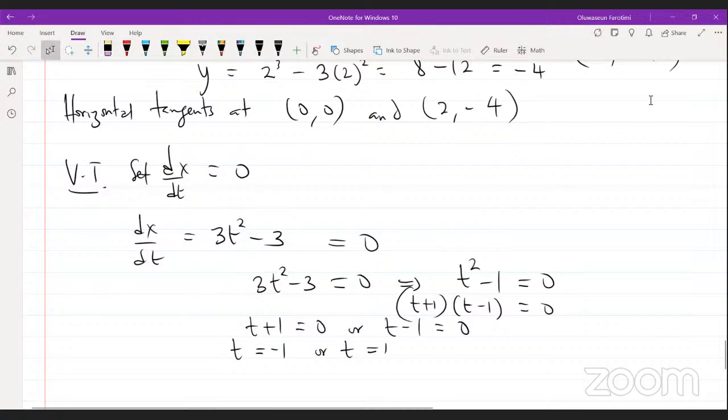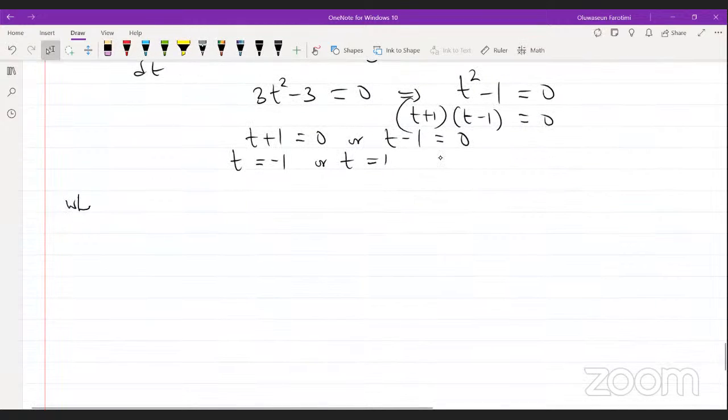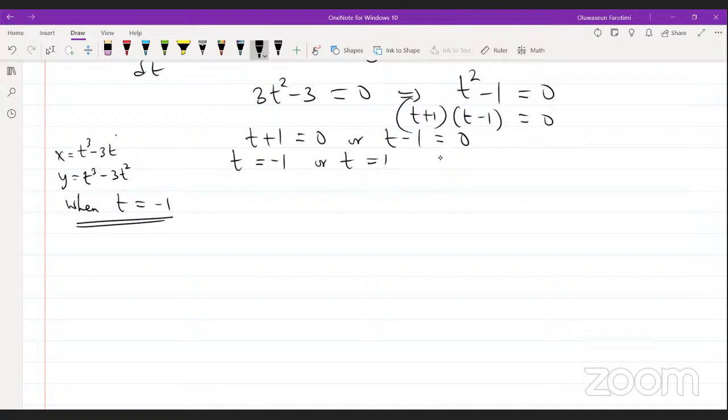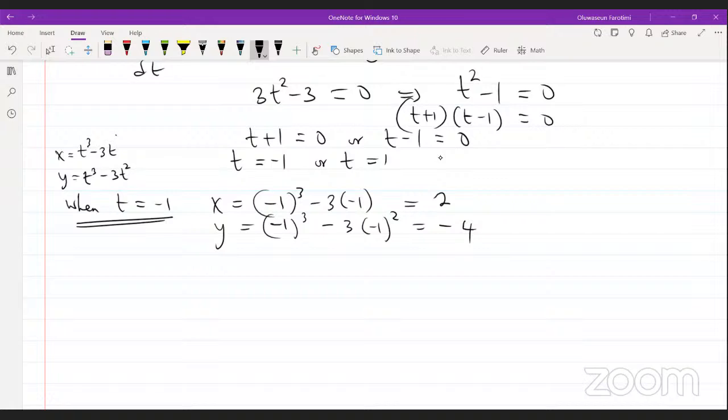The same thing, guys. The same thing, okay? So you just come and say when t equals negative 1. Now, what was the question again? X is t cubed minus 3t, right? And then y was t cubed minus 3t squared. You got to plug it in. So what would be your x? Negative 1 cubed minus 3 times negative 1. What would this give you? This will give you 2. Y is negative 1 cubed minus 3 times negative 1 squared. What would this give you? Negative 4. So what is the pair here? The pair is (2, -4).